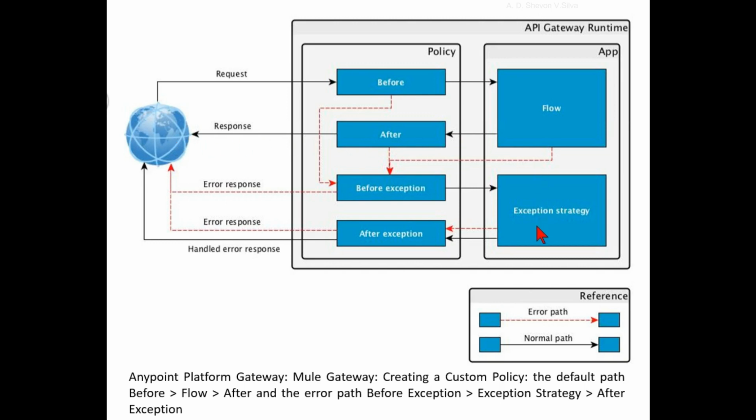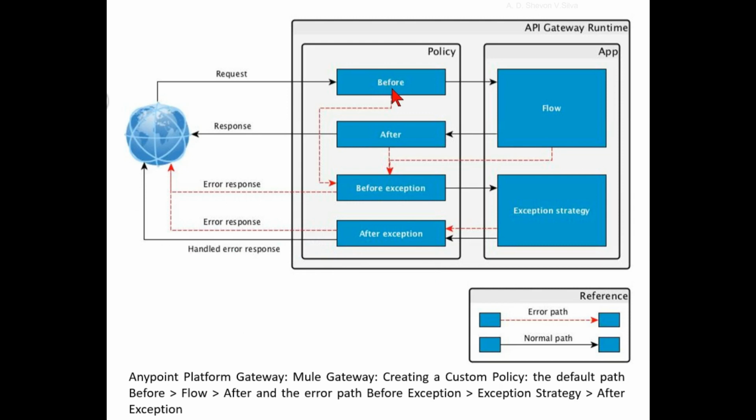the exception strategy is connected to the after exception via a normal path. Here the before exception is connected to the exception strategy via a normal path, and the exception strategy is connected to the after exception via a normal path, and after exception is sending the handled error response via a normal path.